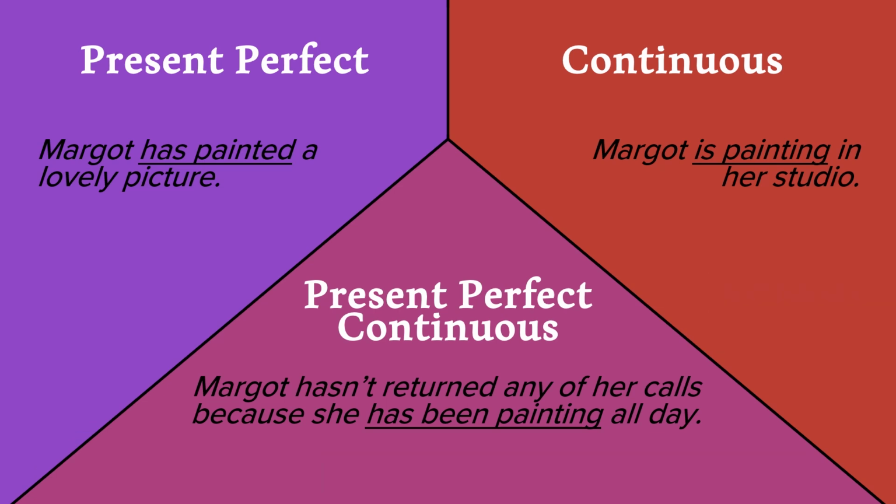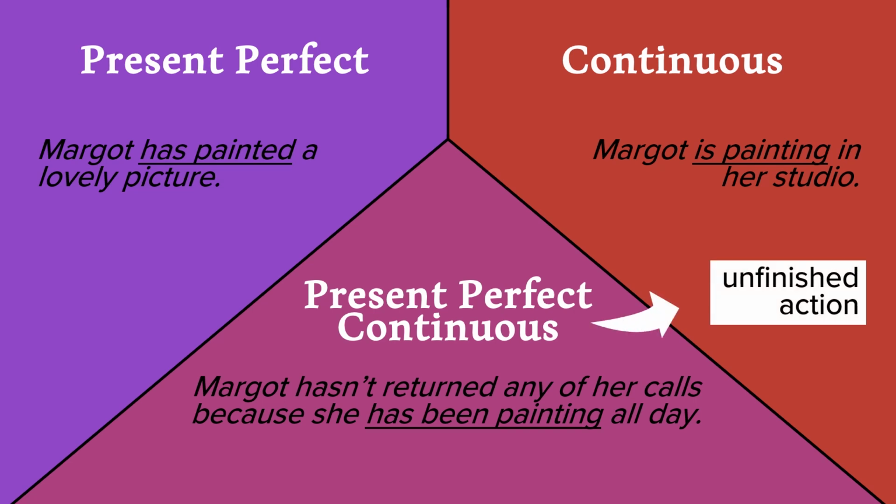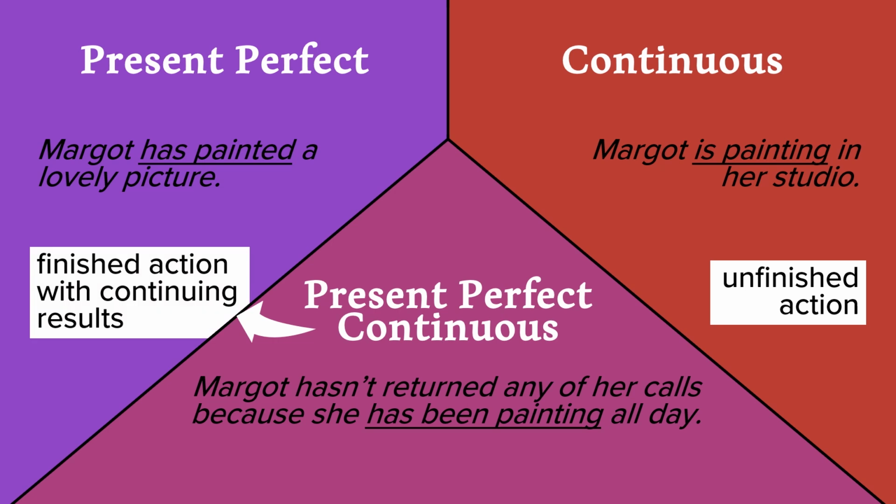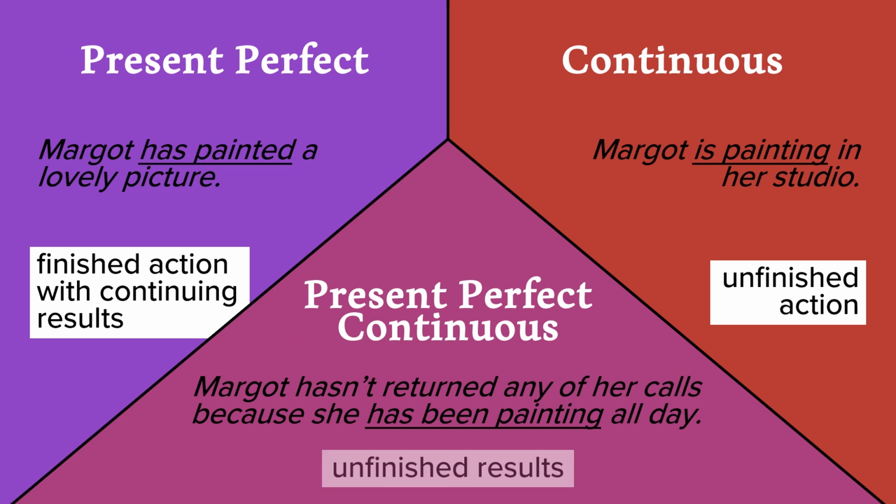Before we move on, let's note that has been painting could be said when the action is still unfinished, as with continuous. Or the painting could be finished, as with present perfect. But in that case, it must have been quite recent, since the result probably will finish soon, seeing as it's temporary. What's important is that the moment this sentence is said, the result is still unfinished.